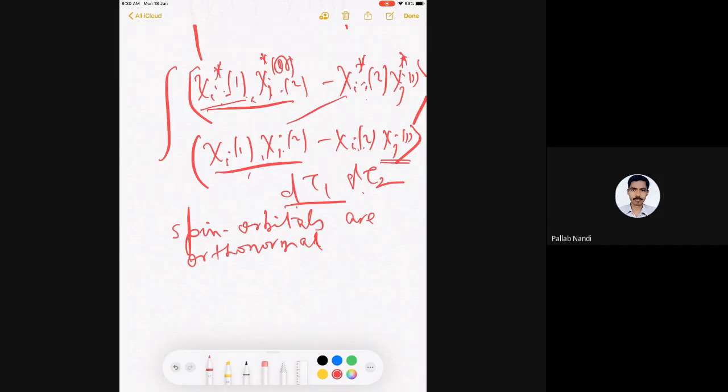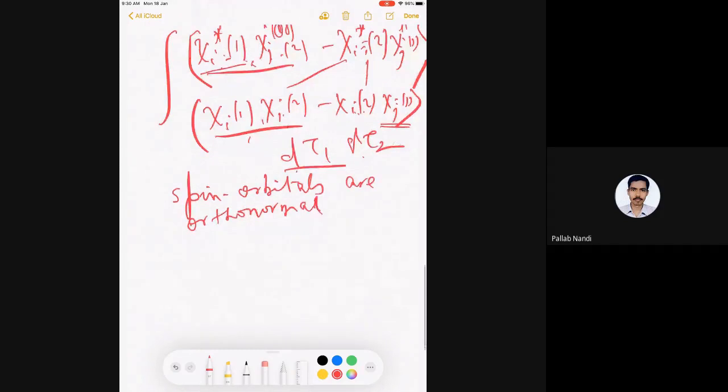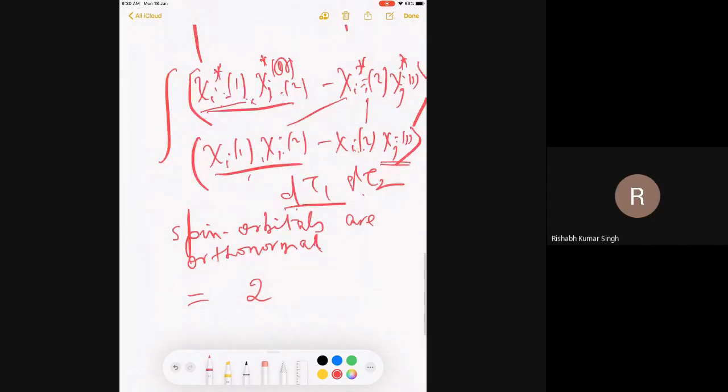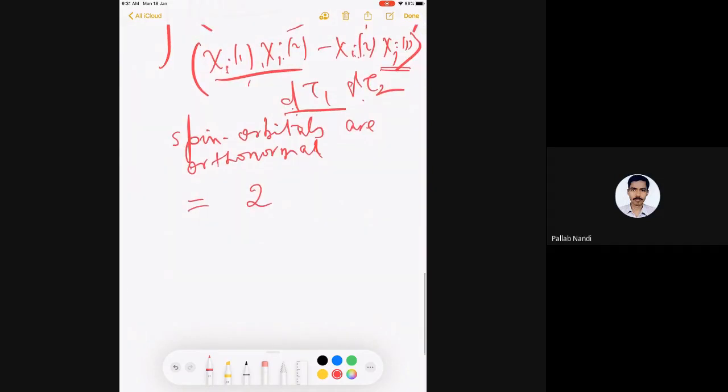However, when I take these two terms, you can see again chi I star 2, chi I 2 integrates to 1, chi J star 1, chi J 1 integrates to 1. So the answer of this integration is actually 2. 1 here, rest are 0. Is it clear to all of you? There are four terms I've integrated over coordinate 1, coordinate 2, and because of the orthonormality, the result is 2.